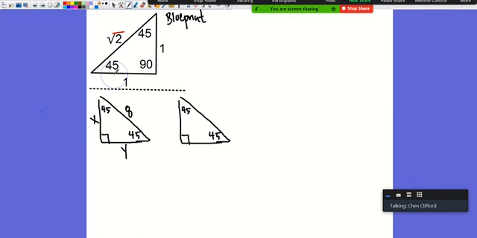So I'm going to link up 8 with root 2, and I'm going to link up X with 1. So I'm going to go X over 1 equals 8 over root 2. X times root 2 is 8 times 1.